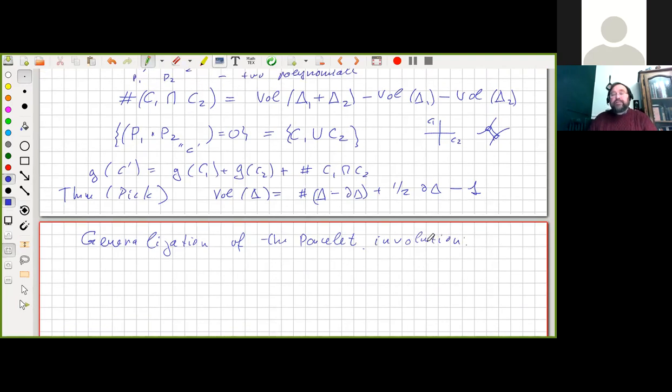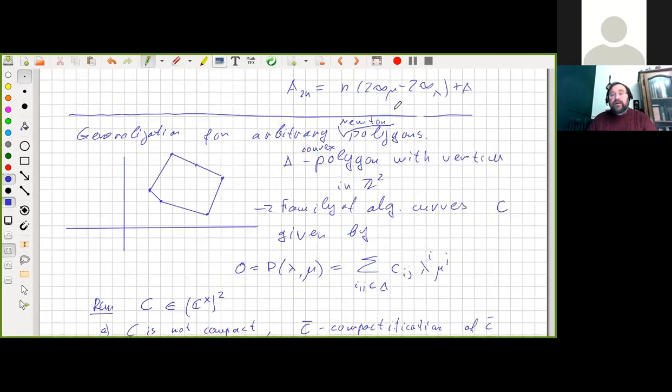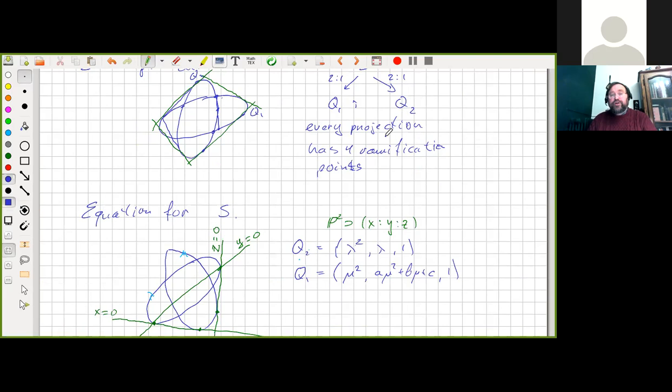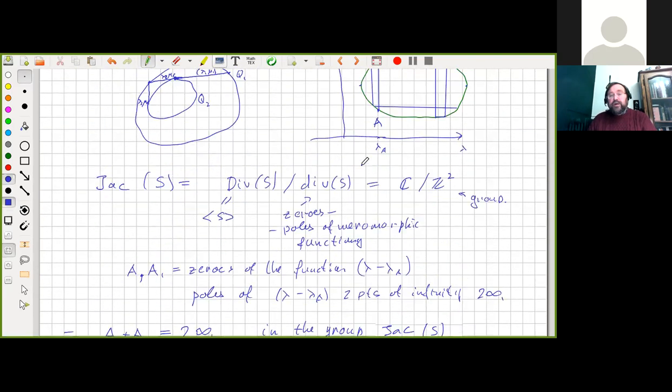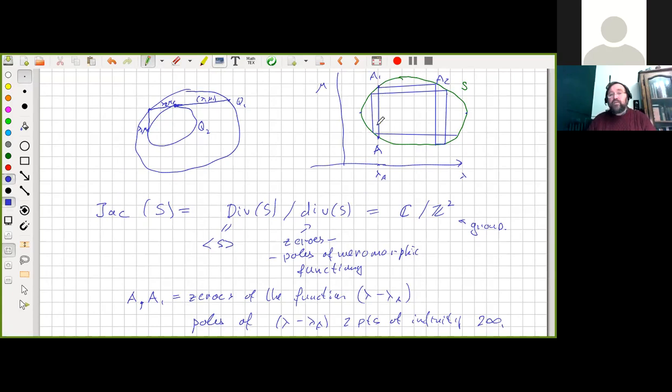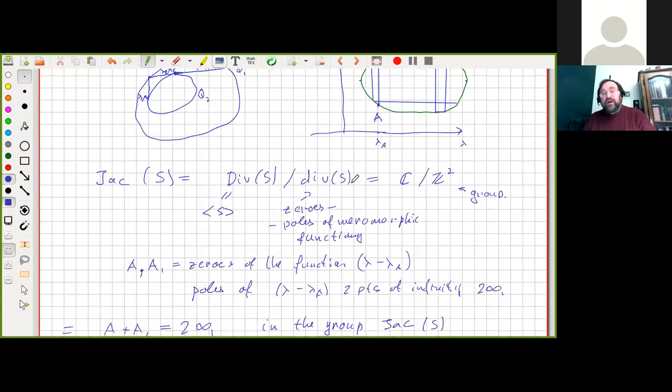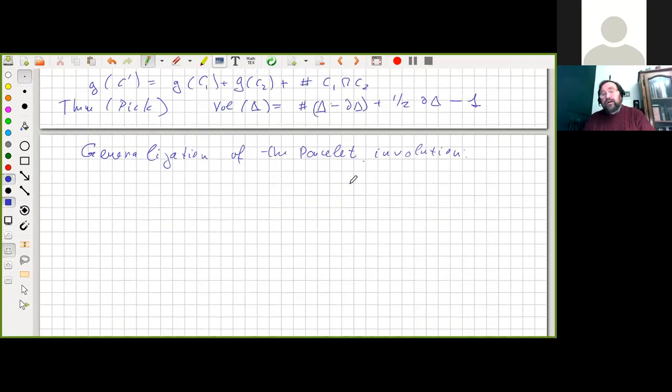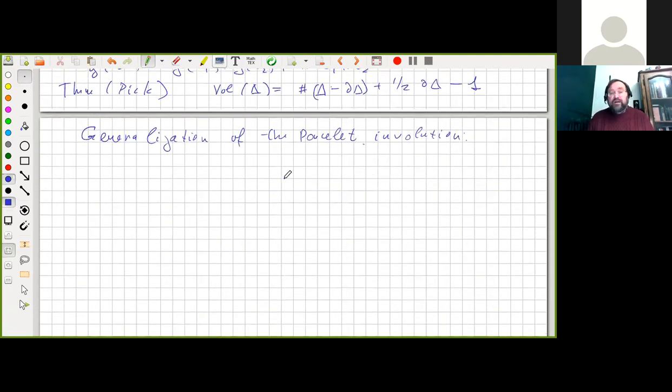What I mean by Poncelet involution: my Poncelet evolution, which is a dynamical system, consists of a composition of two involutions. One involution takes a point and takes another point on the same vertical line, and here you take a point and another point on the same horizontal line. So I want to describe the Poncelet involution, generalized for an arbitrary Newton polygon. And the idea is the following.